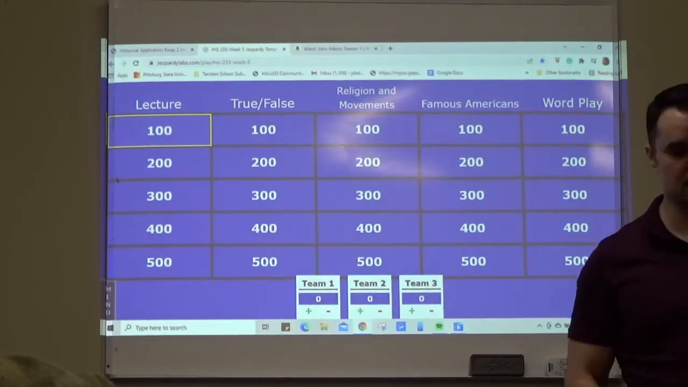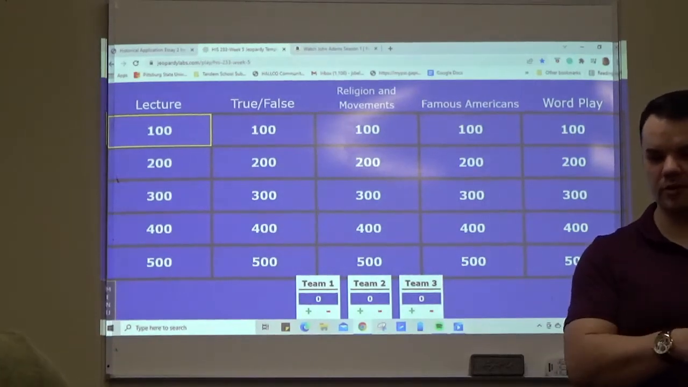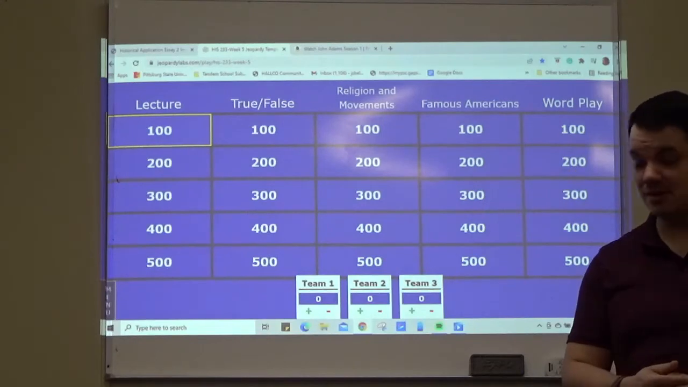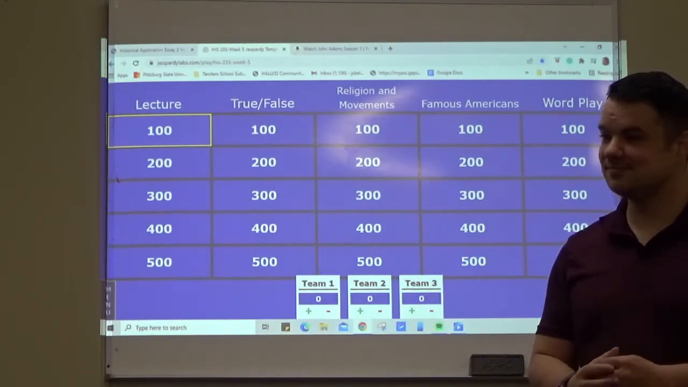Alright, so we got Team 1, Team 2, and Team 3 over here. I think I did Team 1 the first time that we did this, so let's start from right to left this time and do Team 3 first. No pressure. Go ahead.